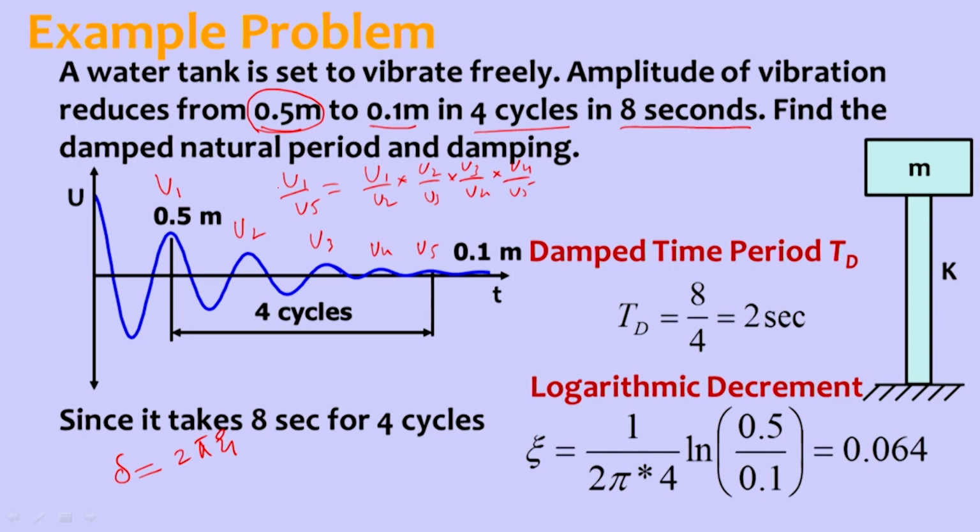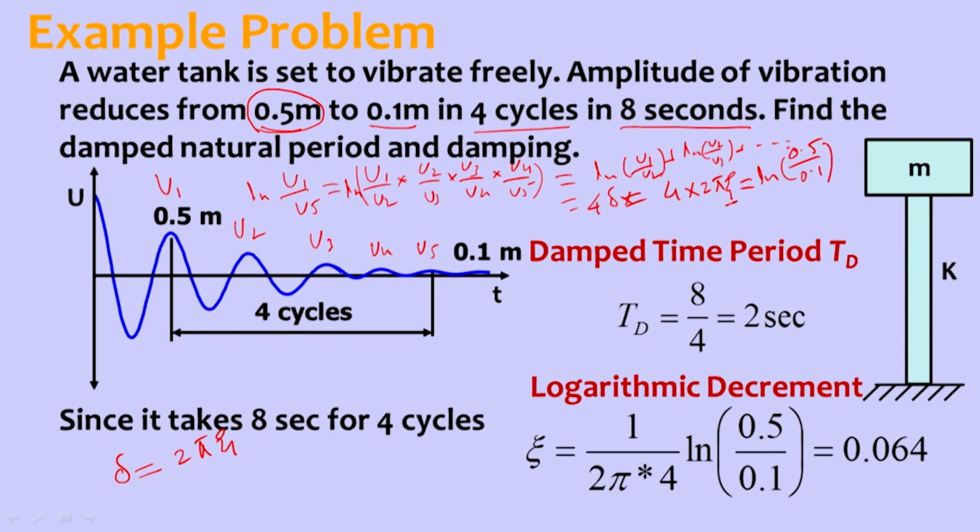If I take ln on both sides, ln of u1 by u5 will be equal to ln of u1 by u2 plus ln of u2 by u3, and so on, as per the logarithmic principle. That means each term will become delta. So this is delta, this is delta, this is delta, this is delta, that will become 4 delta. So 4 delta is equal to 4 into 2 pi zeta, which is equal to ln of 0.5 by 0.1.